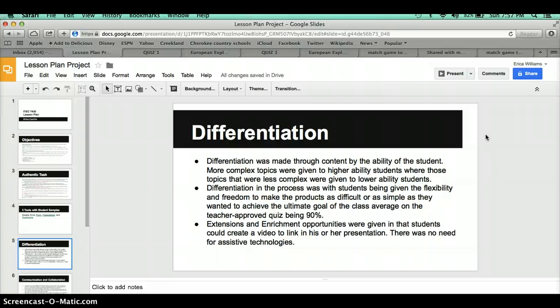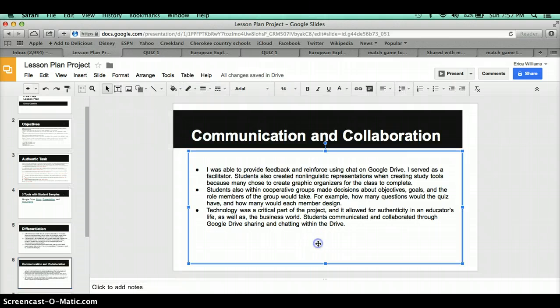They were given opportunities as far as extensions and enrichment. They were given the opportunity to add video links to their presentations and create a video of their own. There was no need for assistive technology, though. Communication and collaboration: I was able to provide feedback and reinforce using the chat on Google Drive. I also served as a facilitator. I would go around the room while they were working, making sure they were on task, obviously.